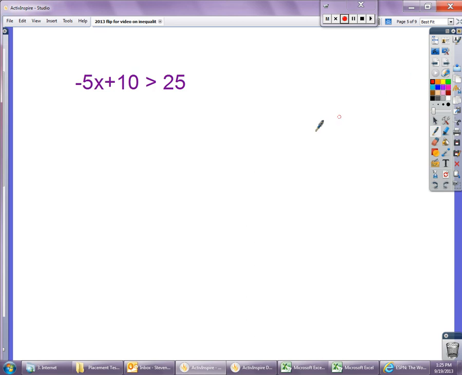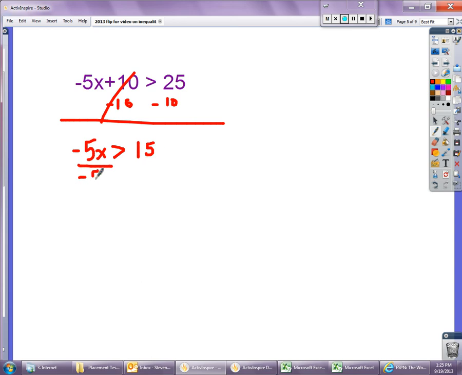So here are some examples that I'm going to do with you to show you. Each of these is going to be solve and graph. So we're going to solve them just like an equation. It's okay that I subtracted. I'm not going to flip the sign, only when you multiply or divide. So here we are dividing by negative 5 on both sides. So I have to flip the sign from a greater than to a less than. 15 divided by negative 5 is negative 3.